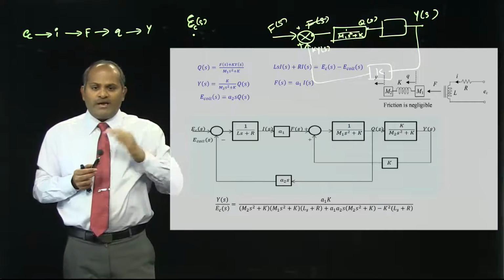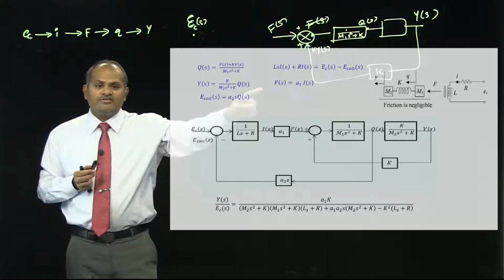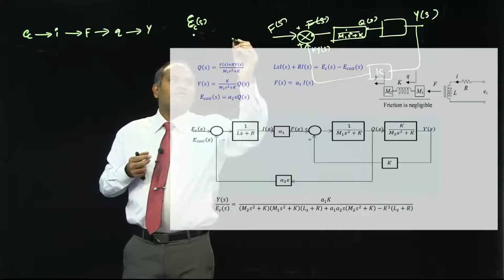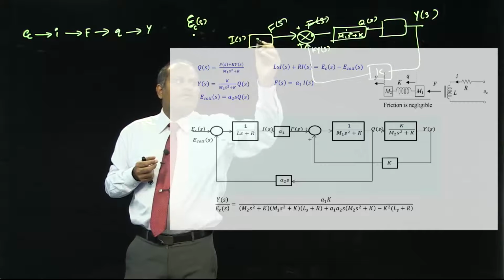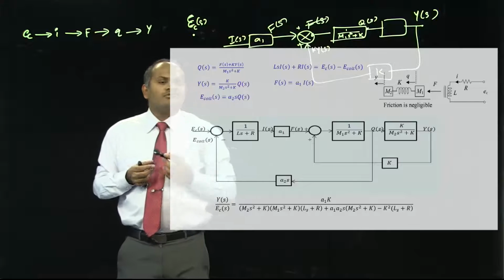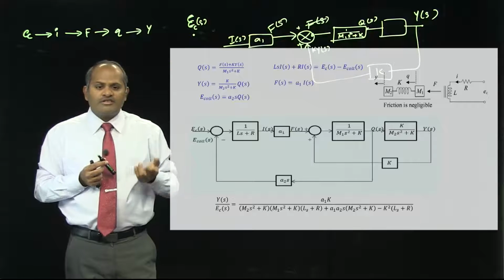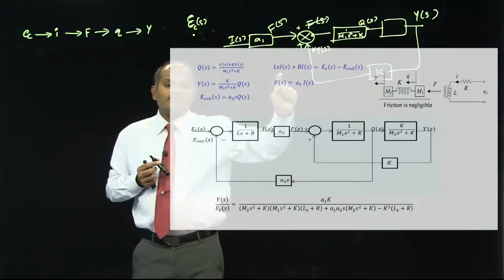then you can go backwards. What produces f? Current. So, what is the equation that the current produces f is here. So, write I of s, so write A1, you get current. So, now we got the current. Now, what produces current? Input voltage. That equation is given.